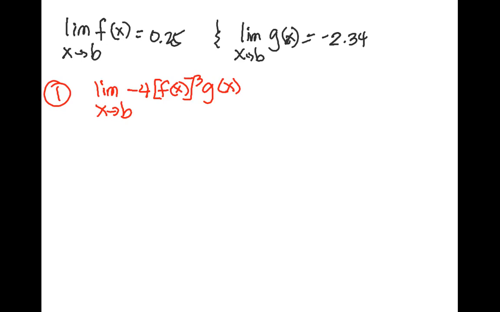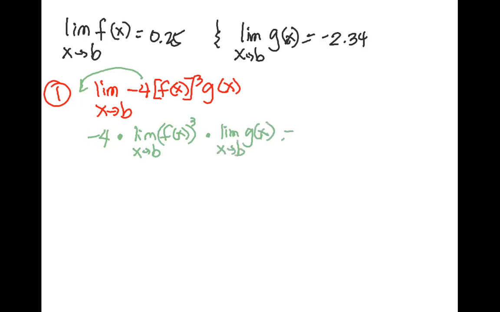Okay, so to find the solution for this one, let us solve. The first step is we will put negative 4 outside. So we have negative 4 multiplied by the limit of f of x cube if x is approaching b, multiplied by the limit of g of x if x is approaching b. Okay, equals.